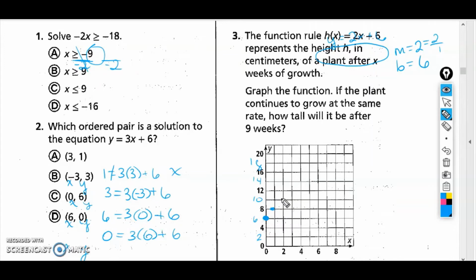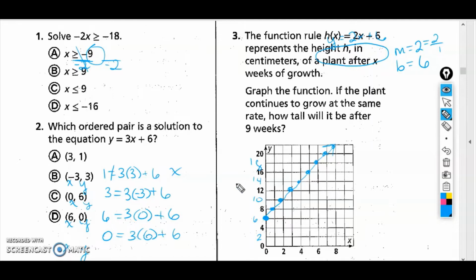Up 2 over 1, up 2 over 1. And you can keep going. Graph the function if the plant continues to grow at the same rate. So it starts here. We're not worried about the negative because we won't have negative weeks.